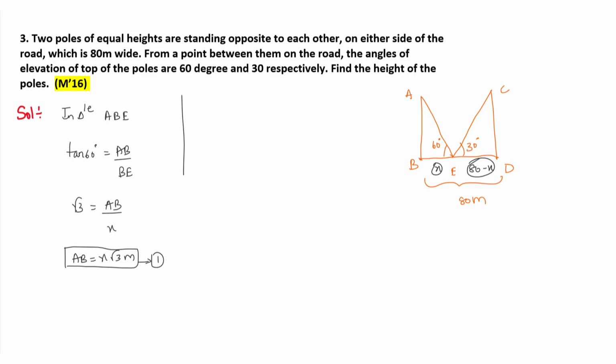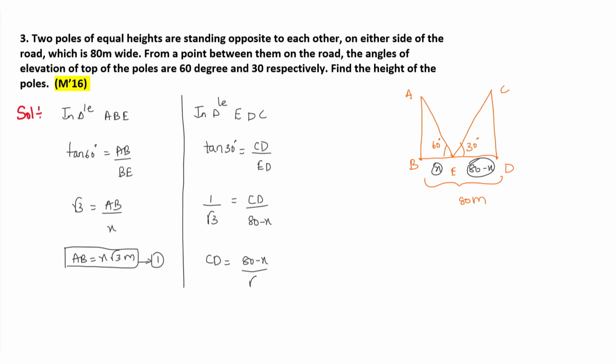Now, in triangle EDC, tan 30 is equal to opposite, that is CD, by adjacent, that is ED. Tan 30 is 1 by root 3 and CD we don't know, that is what you have to find, and ED is 80 minus x. Cross multiply, you get CD as 80 minus x by root 3.